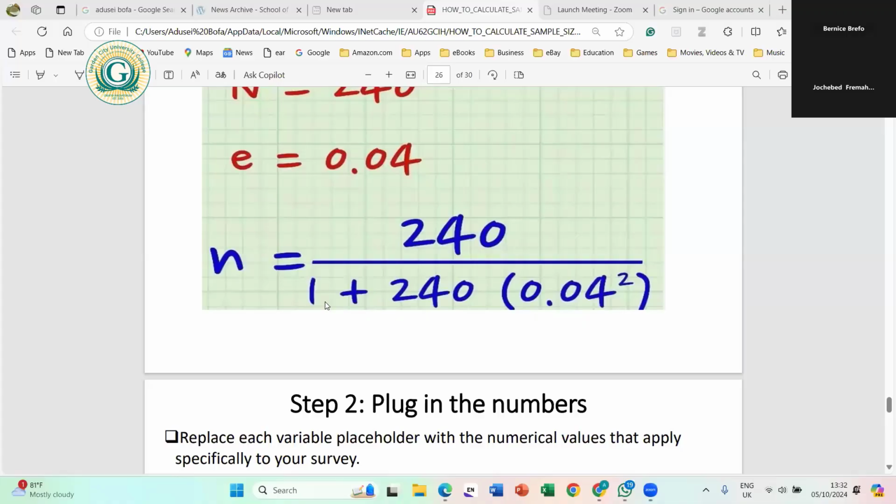Sir, with the scenario that you just gave, the population size wasn't given, so it means you can only use the second formula. Exactly. That means you can't use the first and the last formula. Those ones you can only use when you know the population size. Do you get it? Okay. Thank you, sir.